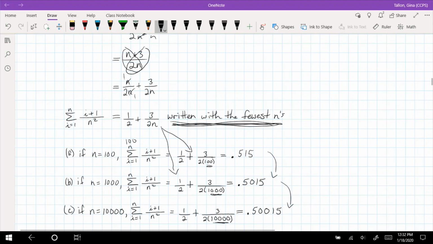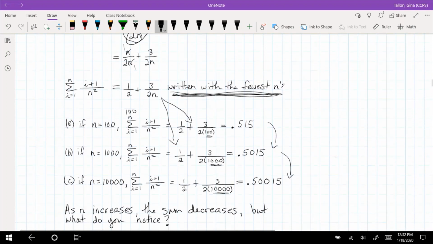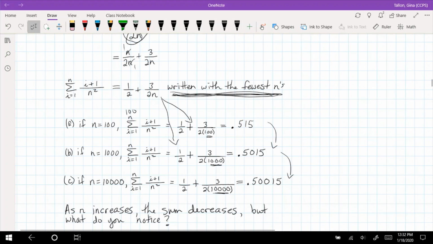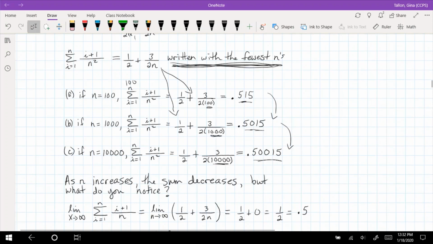Now these answers are doing something, and I want to see if you can figure out what's happening as n gets bigger and bigger and bigger. As n increases, the sum decreases. I mean, 0.5015 is less than 0.515. So the sum is definitely decreasing, but what do you notice? It's not going to 0. It's getting closer and closer and closer to 0.5.